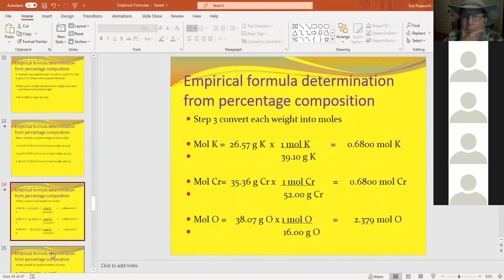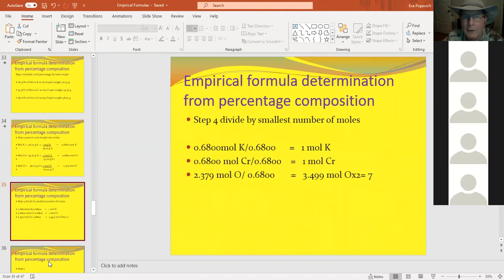Nope. Do you have the ratio between them yet? You haven't done step 3. You have to divide by the smallest moles. I do that for potassium, I get 1. I do it for chromium, I get 1. I do it for oxygen, I get 3.499. What am I going to have to do to the oxygen, Dana? Multiply by 2.